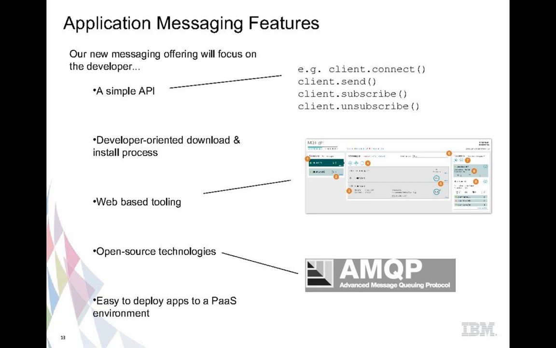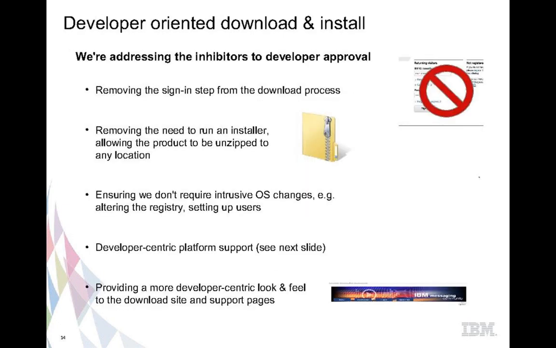Right. So we will try to cover the points discussed in the previous slide. The first one is developer-oriented download and install. There is no sign-in step. That's quite boring, isn't it? Whenever we want to download something from IBM, you have to have an IBM ID, log in, and a few pages after is where you see the product download. But that has been removed now. It's straightforward, so no sign-in step. You're there to download the zip file. And you don't require intrusive OS changes, which means no registry updates, no setting up users or their permissions, etc. So you just have to unzip and you get started.